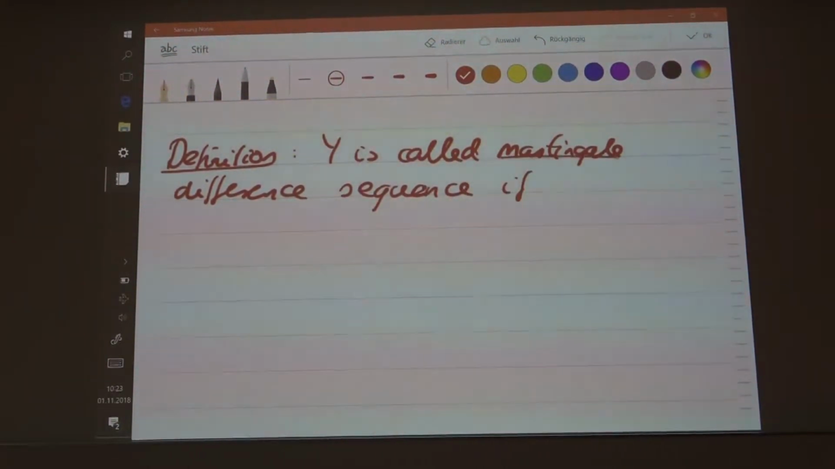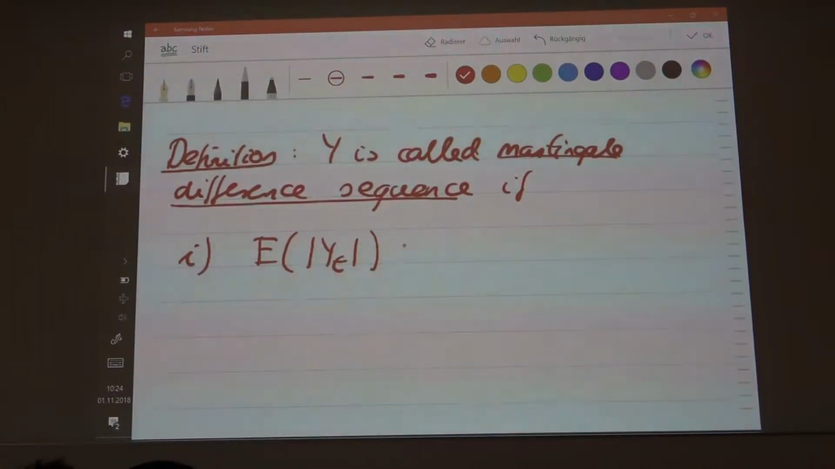if the following properties hold. The first property is that the expectation of the absolute value of the process is finite. In most cases it's 0, but let's say it's finite. So it should be finite for all t.